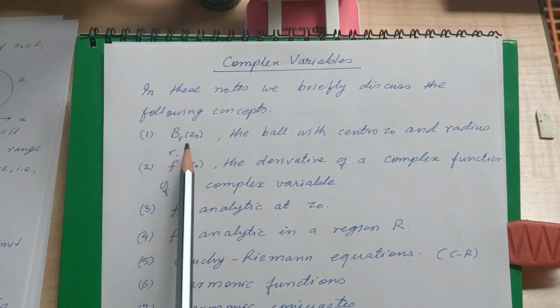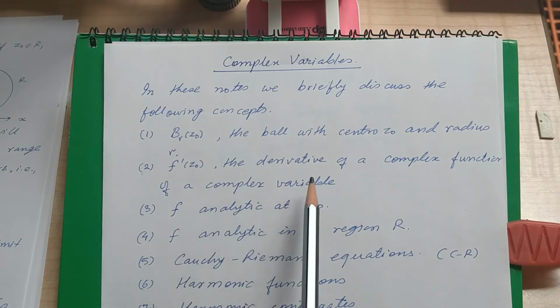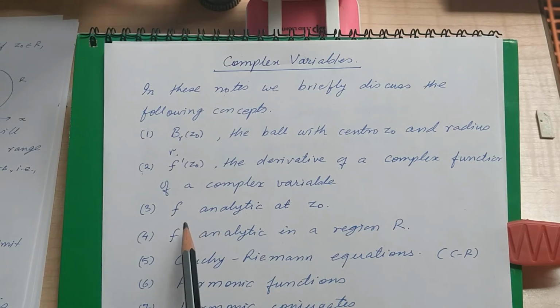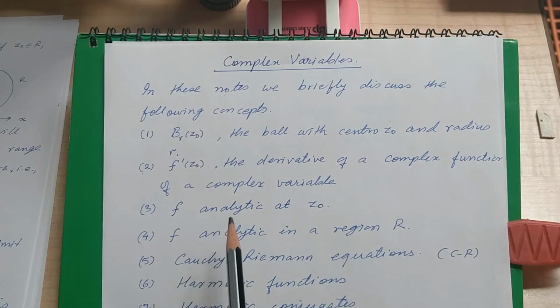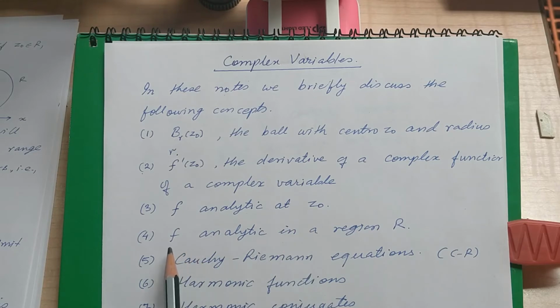We shall look at the definition of the ball with center Z0 and radius r. We will look at the derivative of a complex function of a complex variable. We shall look at the definition of a function to be analytic at a point Z0 of the complex plane. What does it mean for a function to be analytic in a region? So this is being analytic at a point, and in this definition, analyticity in a region.